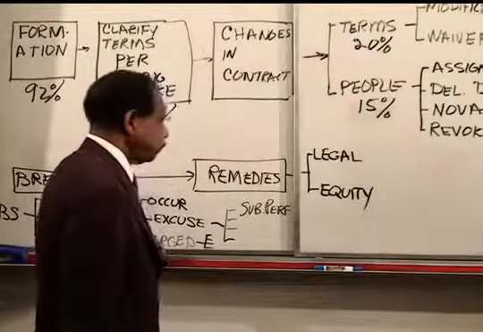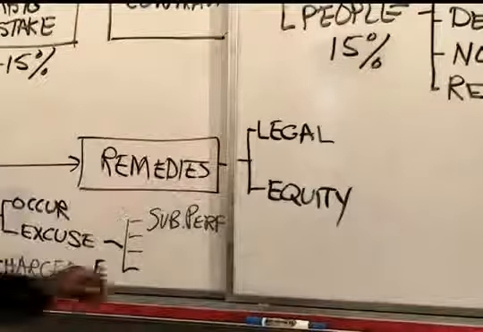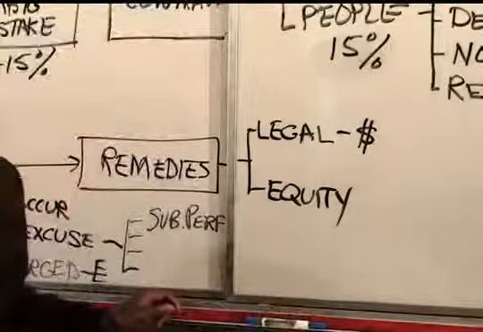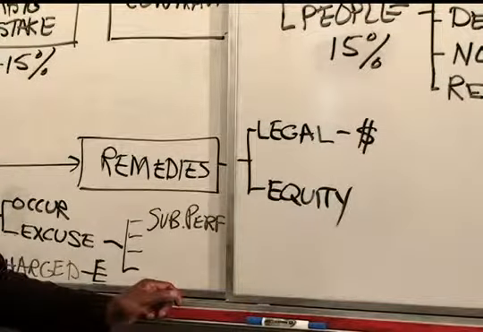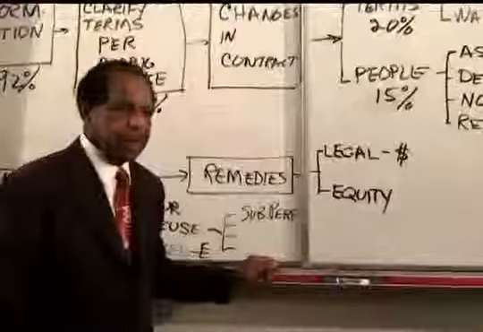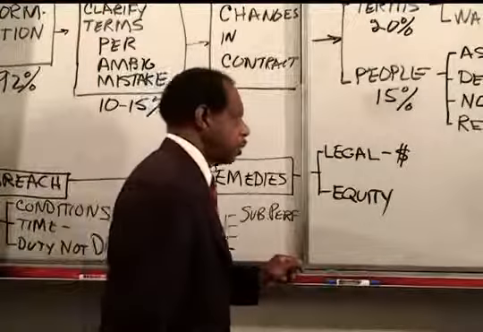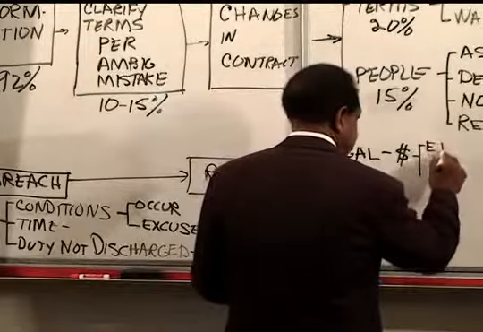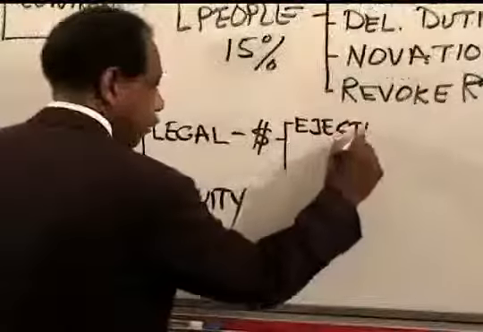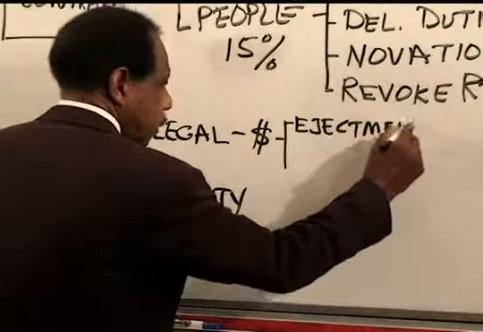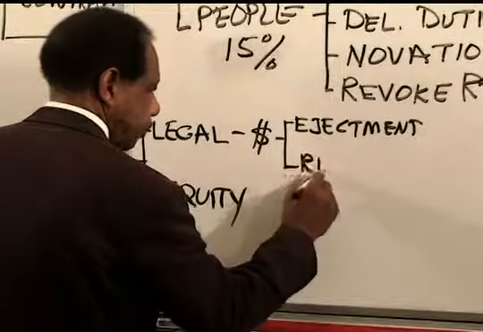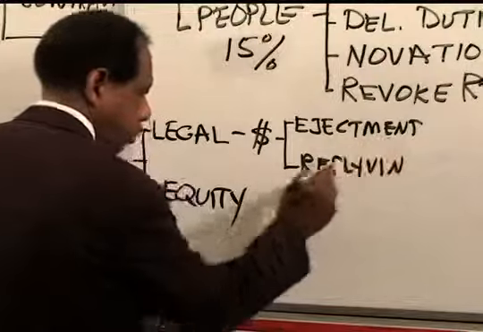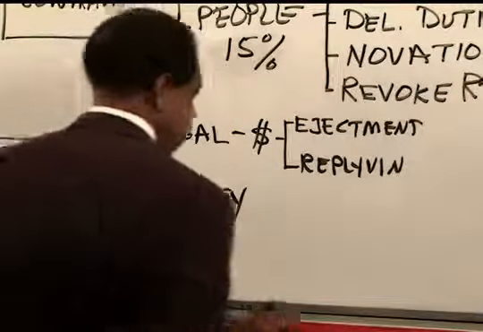The legal remedy for a breach of contract is money, period. It's damages, it's money, it's nothing else, except 2 exceptions. The 2 exceptions are ejectment and replevin. Think of it.